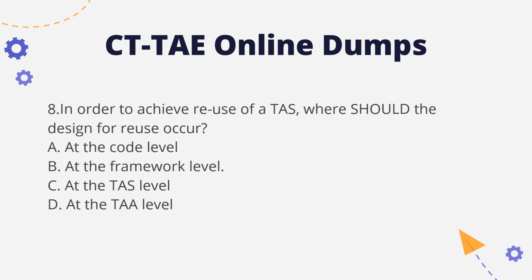8. In order to achieve reuse of a TAE, where should the design for reuse occur? A. At the code level. B. At the framework level. C. At the TAE level. D. At the TAA level.